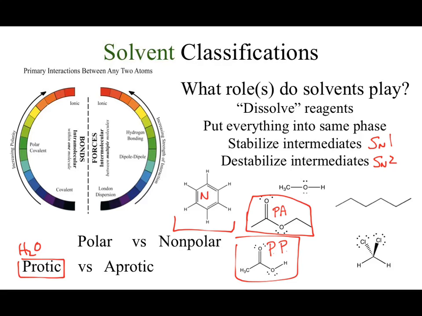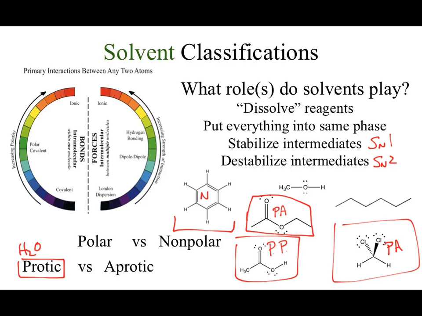How about lower right? Dichloromethane. Polar versus nonpolar? Polar because of the chlorines. Protic versus aprotic? Aprotic. Where are those hydrogens bound? To a carbon. So we're looking at a polar aprotic solvent. Kind of makes sense?